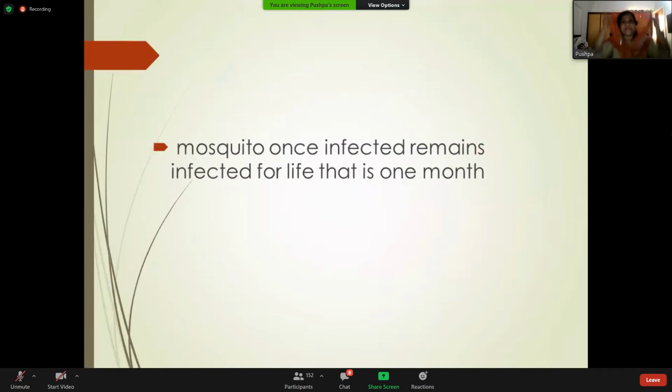Mosquito, once infected, remains infected for life. What does it mean? It means that the mosquito has a life of 1 month. So once it is infected, till it dies, the infection will be there and it is able to transmit it.